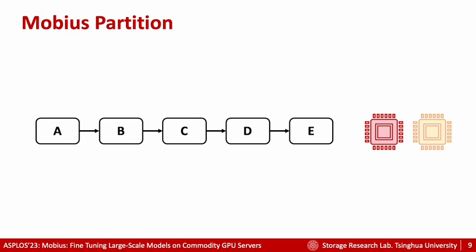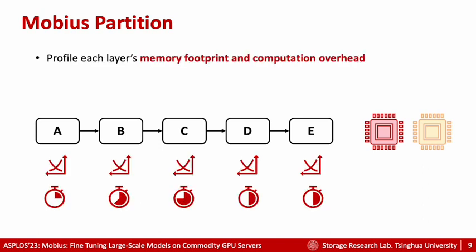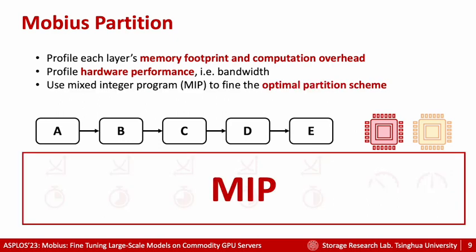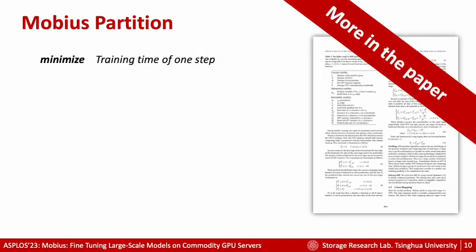It profiles each layer's memory footprint and computation overhead. Then, it also profiles hardware performance, including inter-GPU bandwidth and GPU to DRAM bandwidth. Finally, Mobius leverages a mixed integer program (MIP) according to these profiled metrics to find the optimal partition scheme. In the MIP, the objective is to minimize the training time of a step.